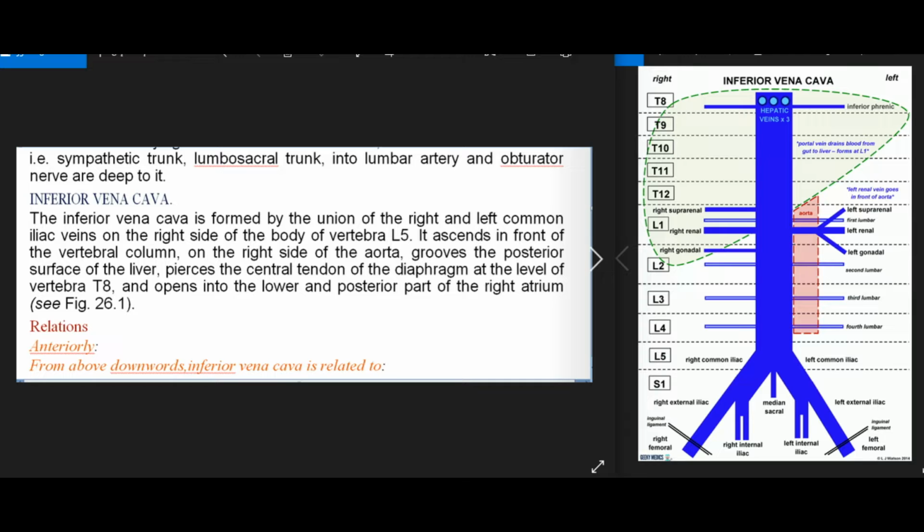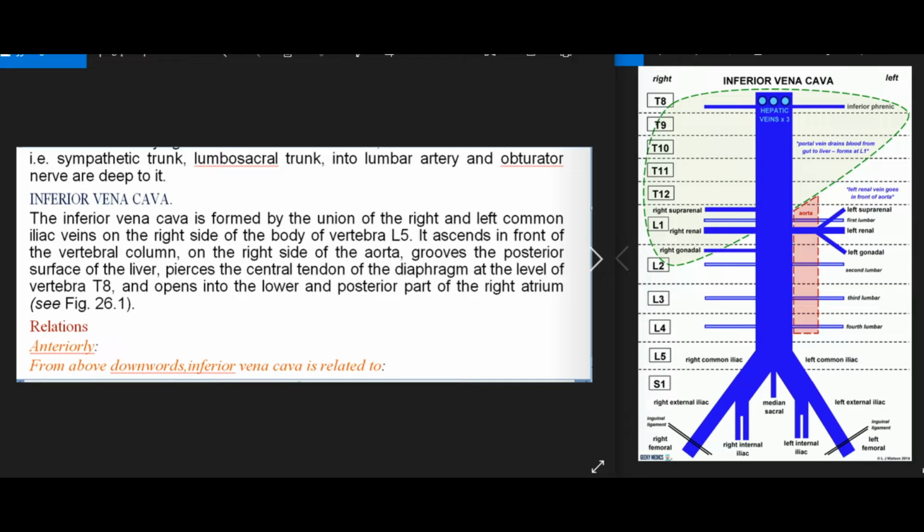Inferior vena cava. The inferior vena cava is formed by the union of the right and left common iliac veins on the right side of the body of vertebra L5. It ascends in front of the vertebral column, on the right side of the aorta, grooves the posterior surface of the liver, pierces the central tendon of the diaphragm at the level of vertebra T8, and opens into the lower and posterior part of the right atrium.